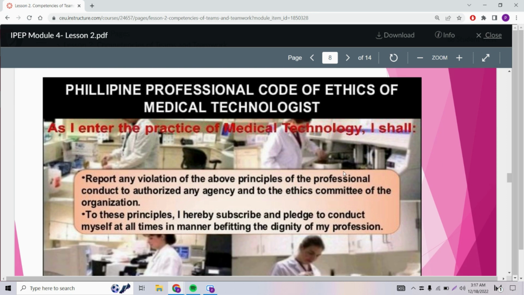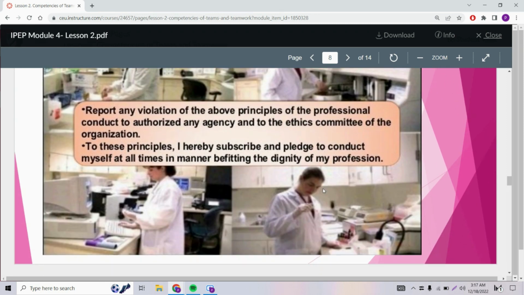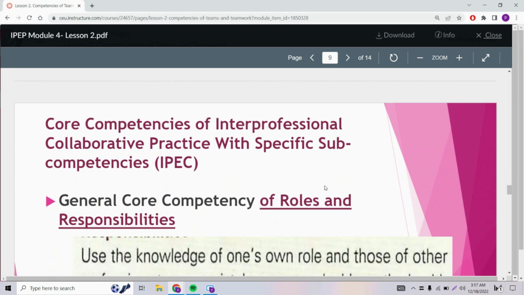So as I enter the practice of medical technology, I shall report any violation of the above principles of the professional conduct to the authorized agency and to the ethics committee of the organization. To these principles, I hereby subscribe and pledge to conduct myself at all times in a manner befitting the dignity of my profession. And another core competency, class, is yung roles and responsibilities.